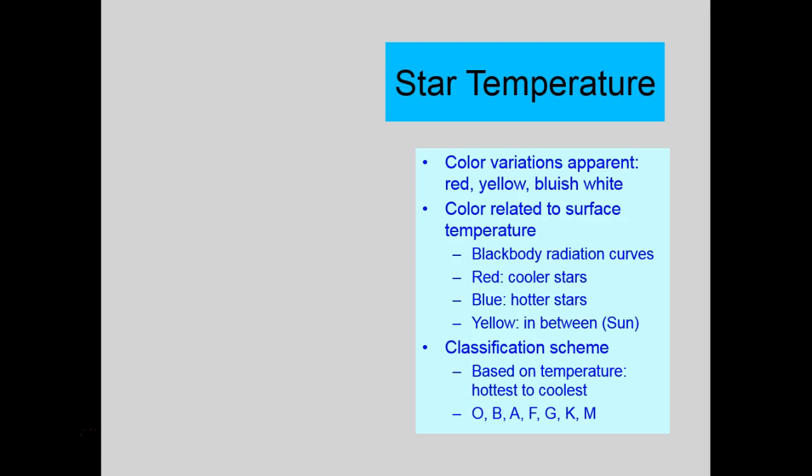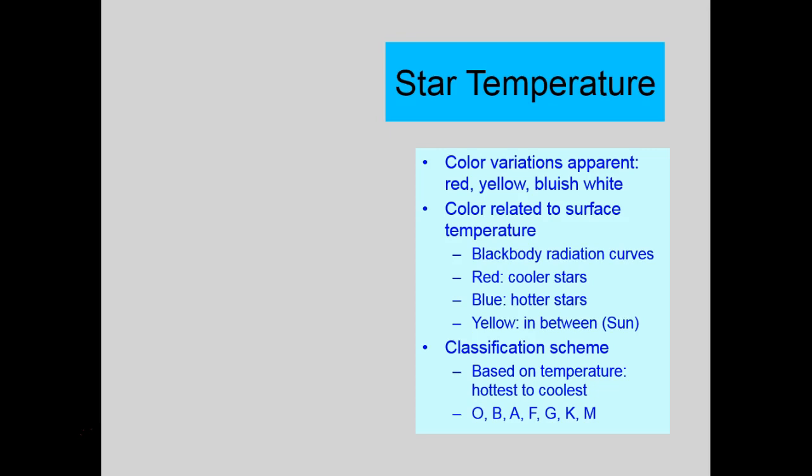The color variations are apparent, and these indicate surface temperature, star temperature. Which of these would you say are the hottest stars or the coolest stars? Red, yellow, blue, white. White is the hottest. Red is the coolest. You think of red as being hot, but in stars, that's a cool star.